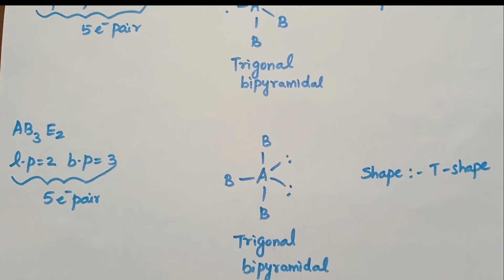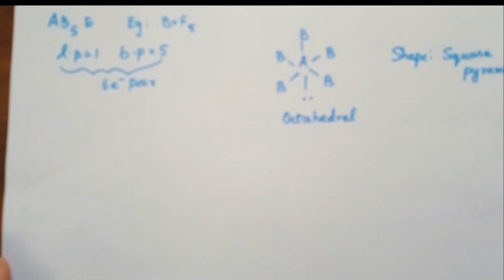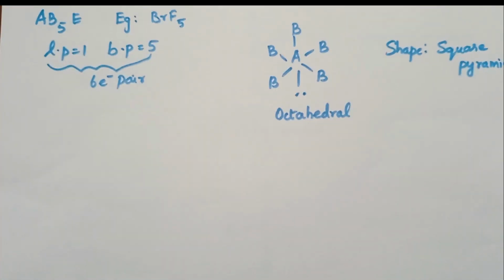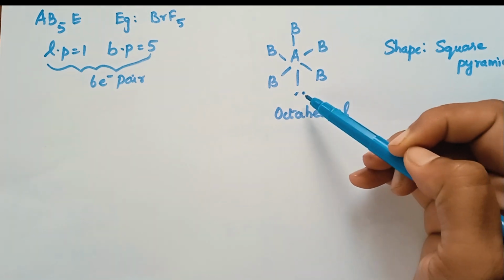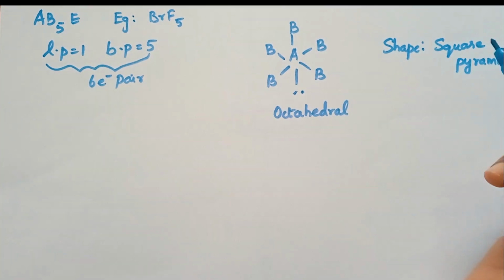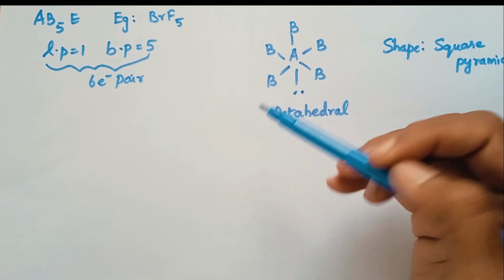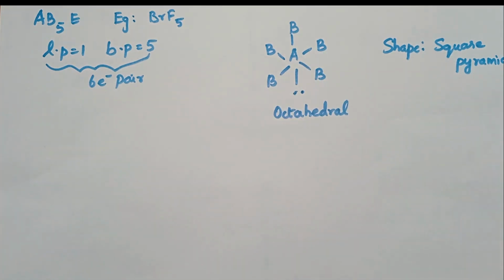Next we will see the next pattern, that is the AB5E type of molecule. The example for this is BrF5. Here the lone pair is equal to 1 and the bond pair is equal to 5. So totally 6 electron pairs. The geometry of this is octahedral shape. To avoid the repulsion between the lone pair and bond pairs, it forms a square pyramidal shape. So these are the different shapes for lone pairs of electrons in the central atom.